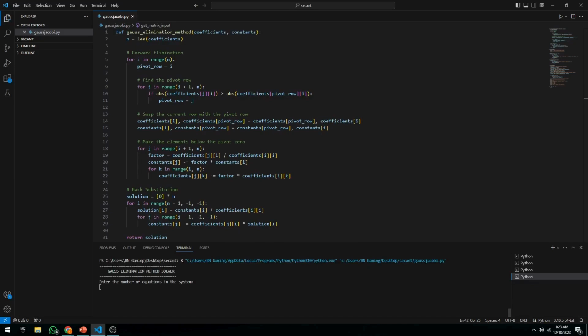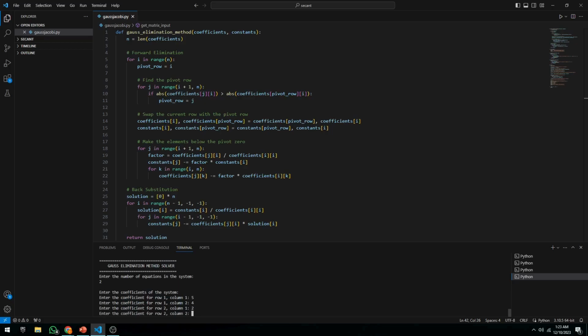Enter the number of equations. So we have to write in total 9 numbers in the matrix, since it's a 3 by 3. We can declare how many rows and columns we want. So let's say we want a 2 by 2, so there will be 2 columns and 2 rows. Let's say for the first one we write 5, and then for column 2 we'll write 4, and then for row 2 and column 1 we'll write 2, and then for row 2 and column 2 we'll write 7.